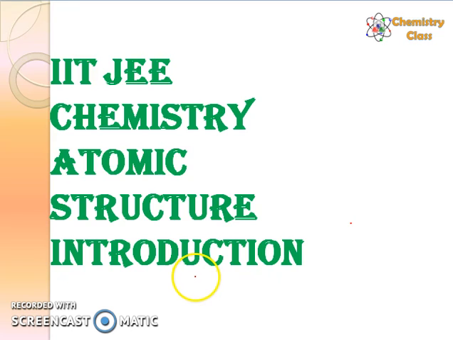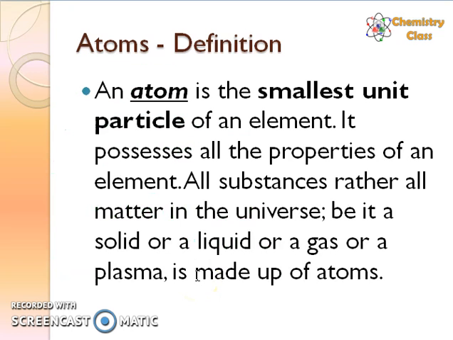First, let us understand the definition of an atom. An atom is the smallest unit particle of an element. It possesses all the properties of an element. All substances, rather all matter in the universe, be it a solid or a liquid or a gas or a plasma, is made of what? Atoms. Okay. So what you have understood is an atom is the smallest unit particle of an element and it possesses all the properties of an element.